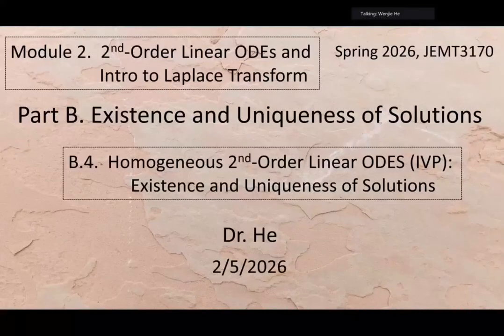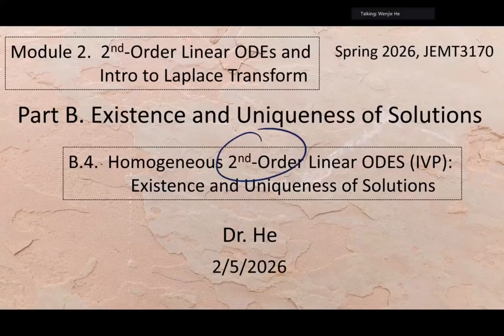B.4. This time we need to move to second order linear ODE, the initial value problem, existence and uniqueness problem. This time we may need that linear. For the first order we do not need the linear, but for the second order we may need this condition.